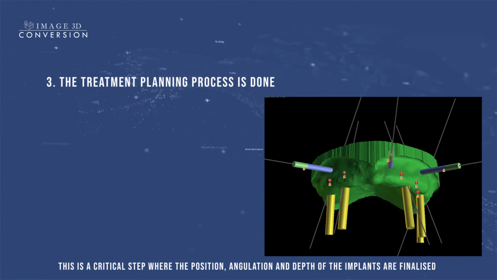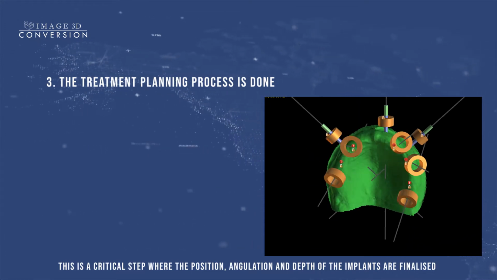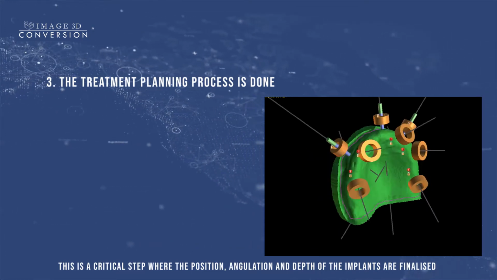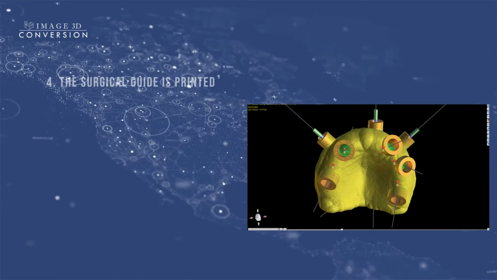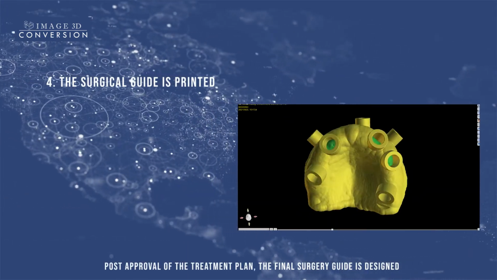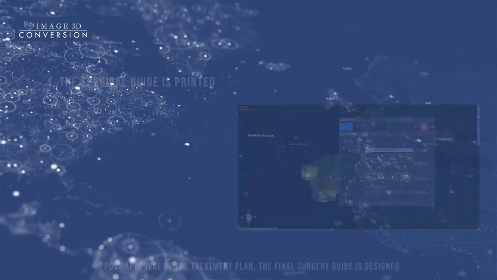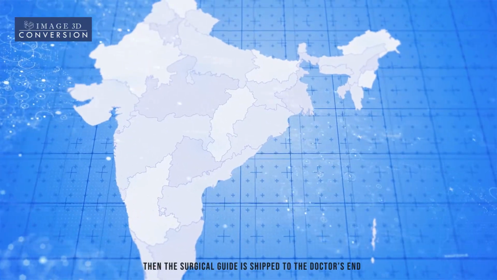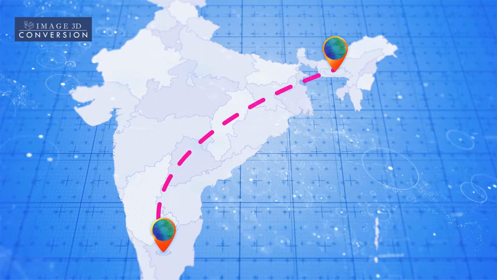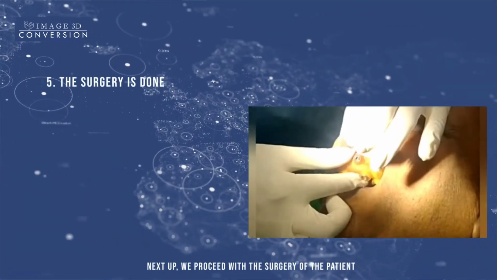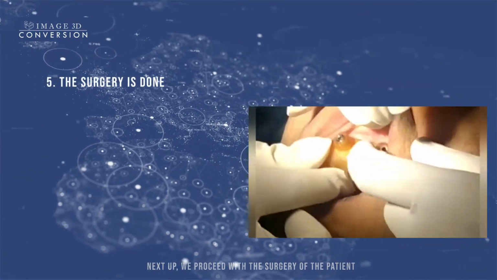This is a critical step where the position, angulation and depth of the implants are finalized. Post-approval of the treatment plan, the final surgery guide is designed. Then the surgical guide is shipped to the doctor's end. Next up we proceed with the surgery of the patient.